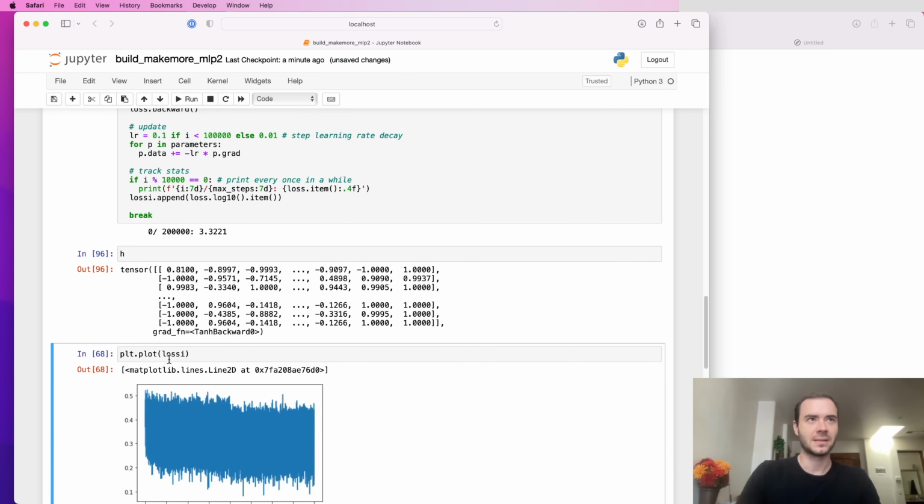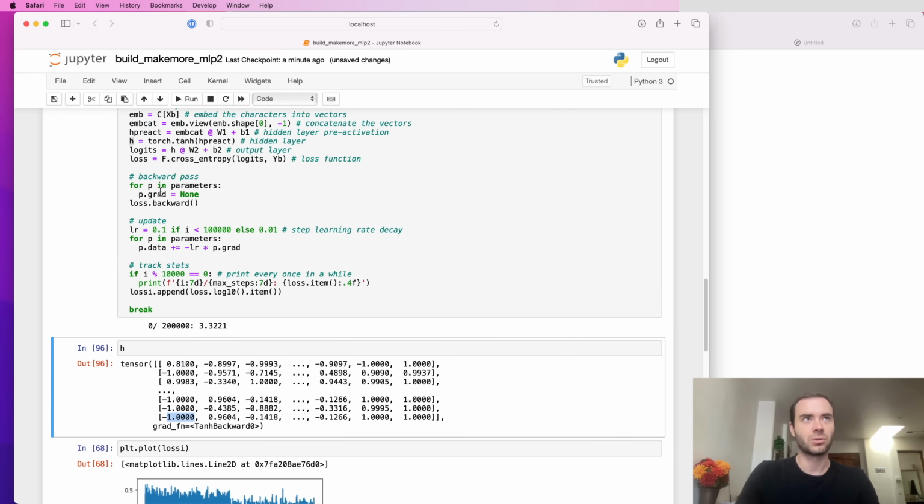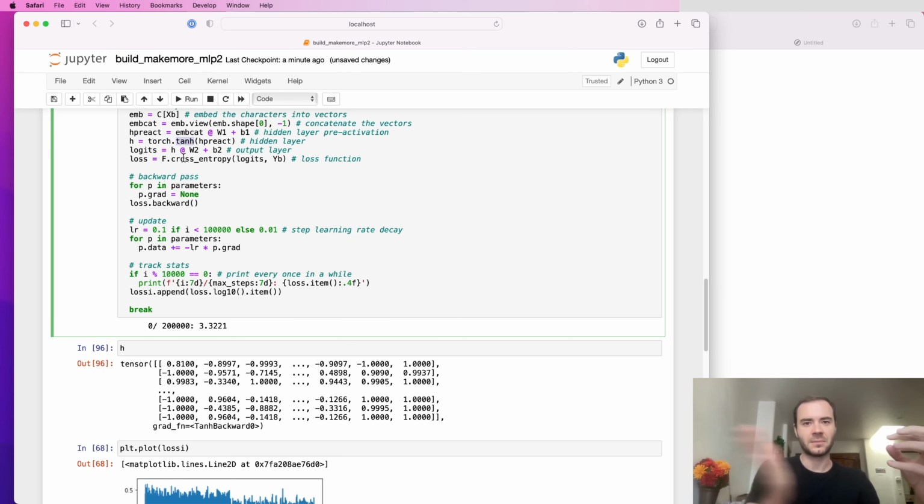Now, if we just visualize this vector, this tensor h, it's kind of hard to see, but the problem here, roughly speaking, is you see how many of the elements are 1 or -1. Now recall that torch.tanh, the tanh function, is a squashing function. It takes arbitrary numbers and it squashes them into a range of -1 and 1, and it does so smoothly.